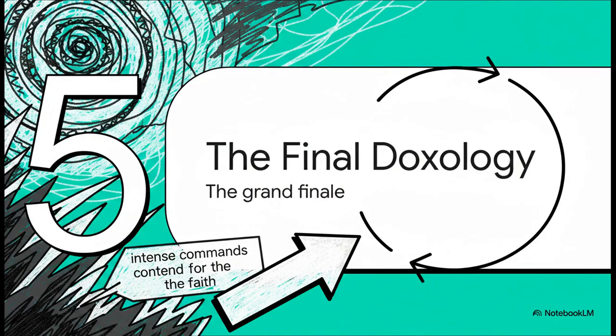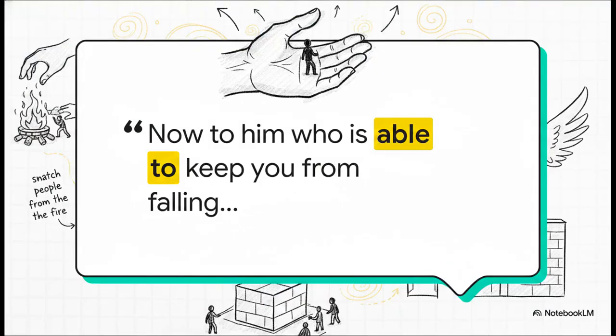Which brings us to section 5, the final doxology, the grand finale. This releases all that massive tension and the high expectations that were placed on the readers throughout the letter. After spending the whole letter telling his audience to build themselves up, to have mercy, and to literally snatch people from the fire, Jude ends with this majestic doxology. Now to him who is able to keep you from falling. It fundamentally shifts the spotlight away from the reader's desperate struggles and entirely onto God's preserving power.